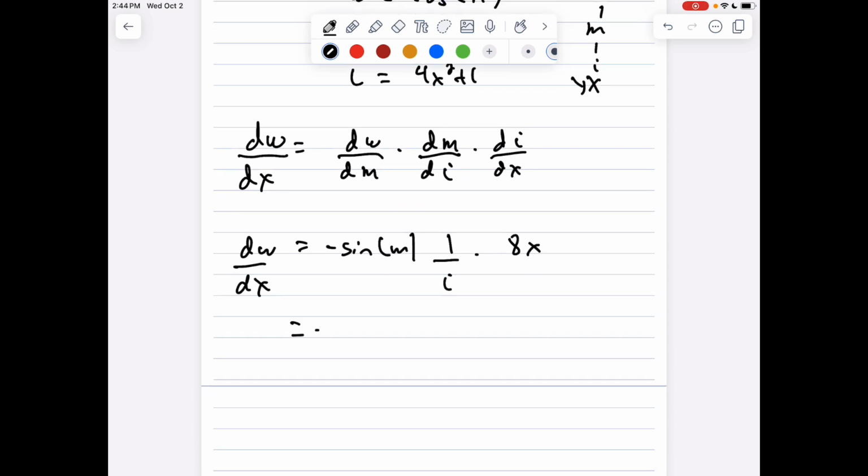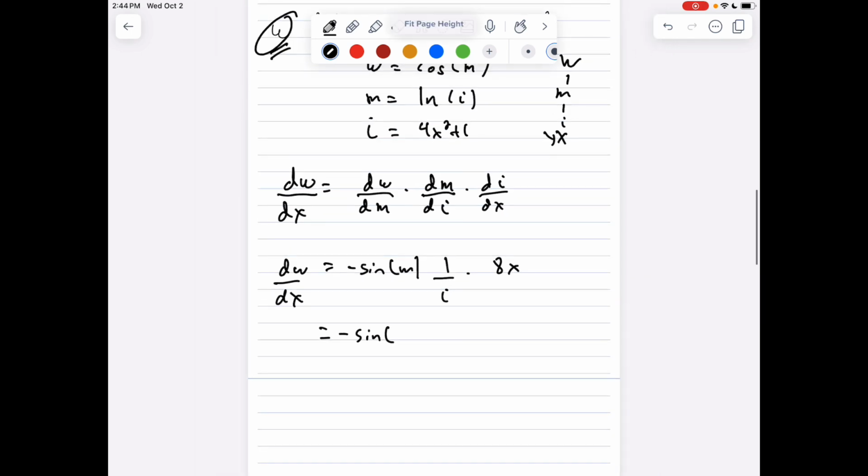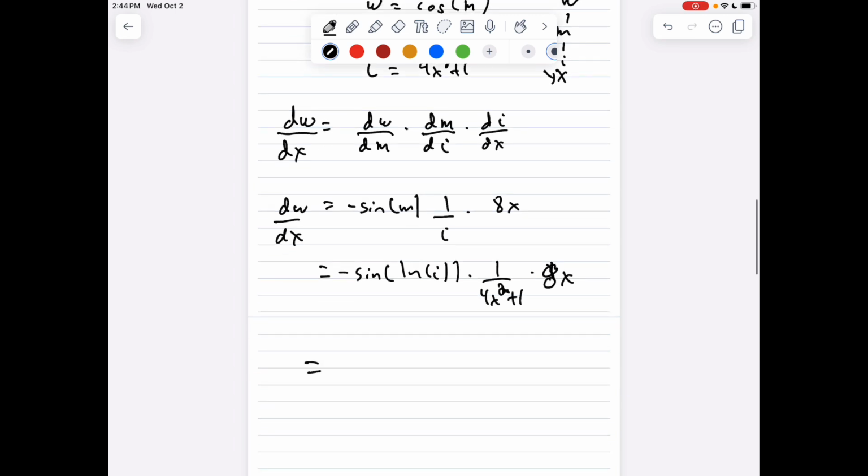So what I'm going to start doing is replacing each of my variables that I see with what I let them equal. So m was ln of i. 1 over i was 4x squared plus 1. i was 4x squared plus 1, so we put that in. And then 8x. And then finally, the ln of i itself is 4x squared plus 1, so I'm going to put that in.